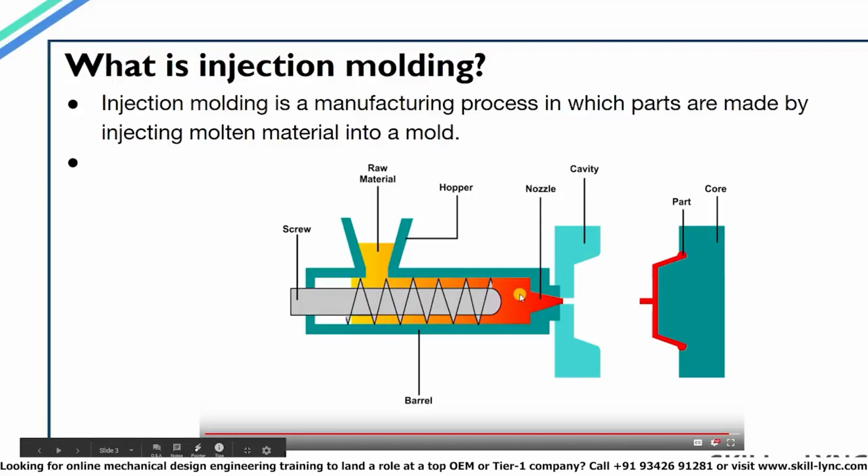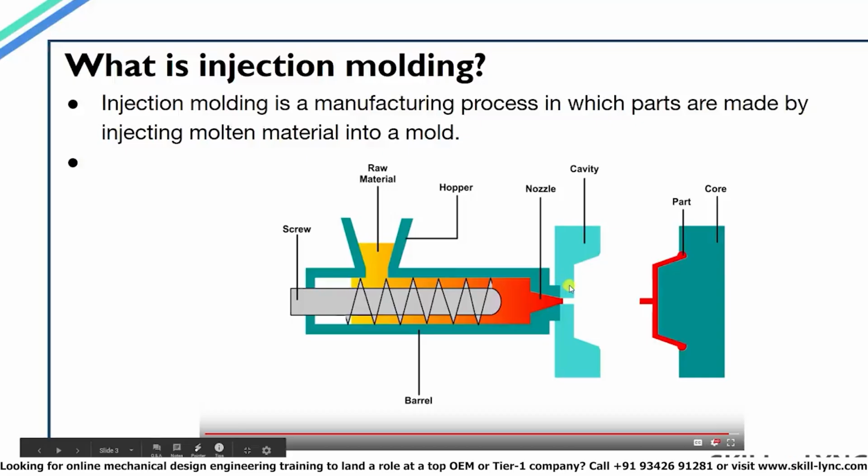Then this molten plastic is injected into the mold through the nozzle. The molten material fills the region between the core and the cavity, where it takes the shape of the mold. The core is the convex region which forms the inner surface of the component which is being molded. It is also referred to as the male portion of the mold. The cavity is the depression or the concave region which forms the outer surface of the component. It is also referred to as the female portion of the mold.